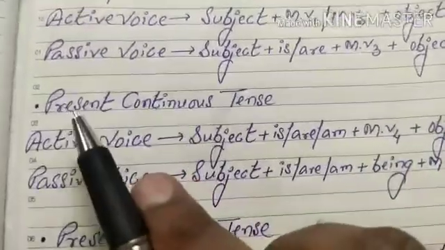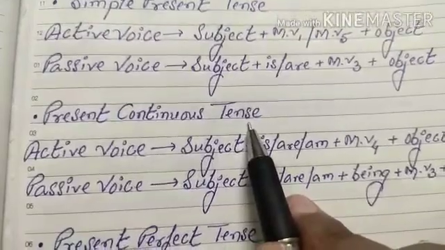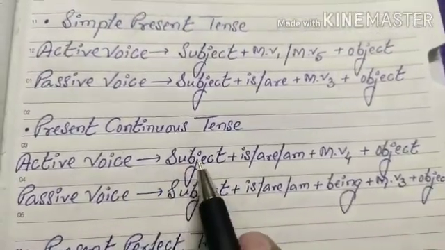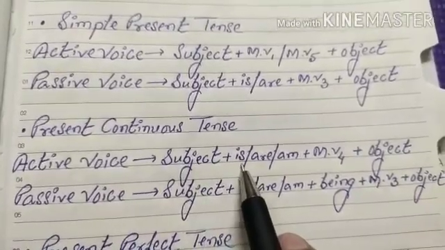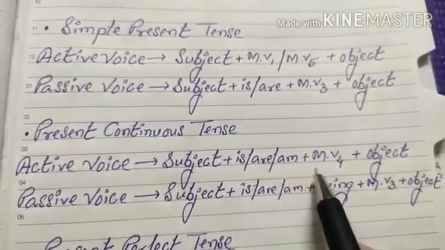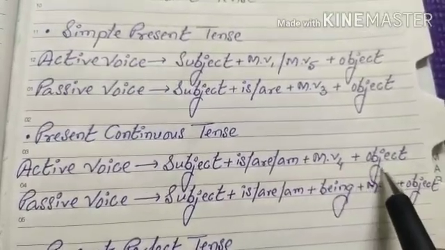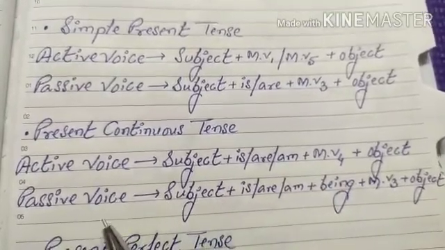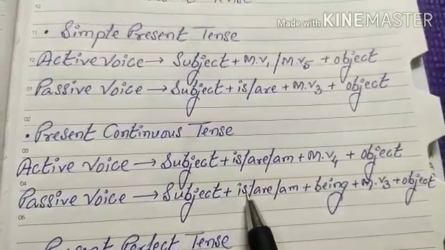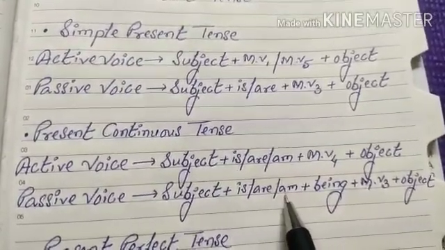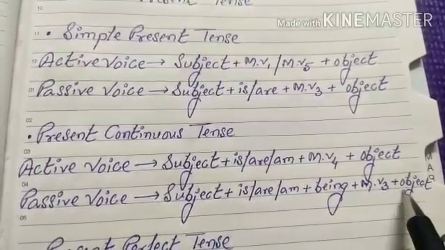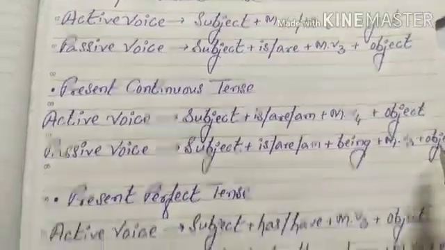If we talk about present continuous tense, the structure of present continuous tense in active voice is subject plus is or are or am plus main verb in V4 plus object. But the structure in passive voice is subject plus is or are or am plus being plus main verb in V3 plus object.